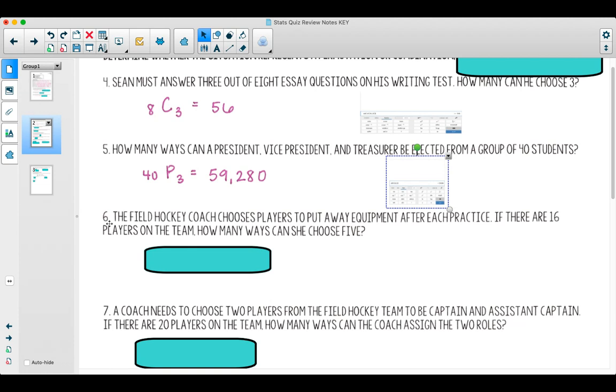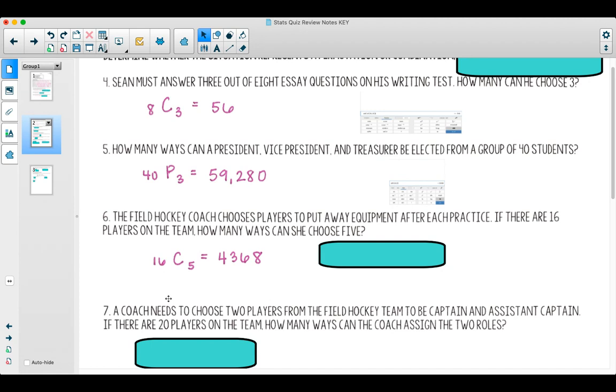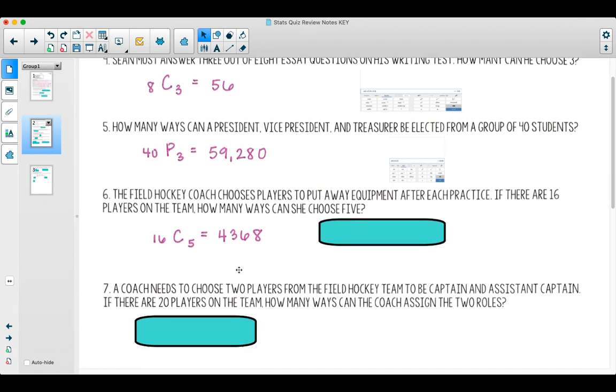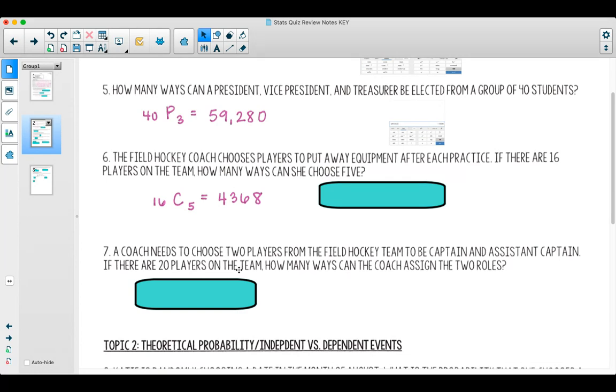So on problem number 6, let's see how we did. The field hockey coach chooses players to put away equipment after each practice. If there are 16 players on the team, how many ways can she choose 5? So here, order doesn't matter. We have a combination. So 16 choose 5, I got 4,368. In problem number 7, let's see how we did. A coach needs to choose 2 players from the field hockey team to be captain and assistant captain. So now, order is going to matter. If there's 20 players on the team, how many ways can the coach assign the 2 roles?